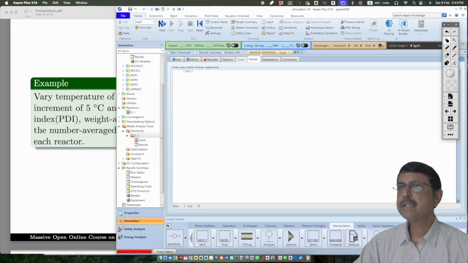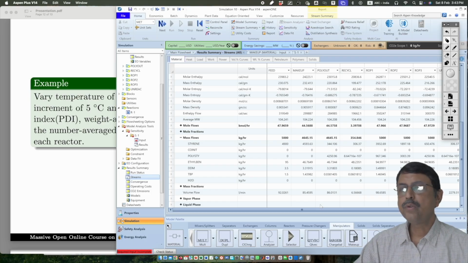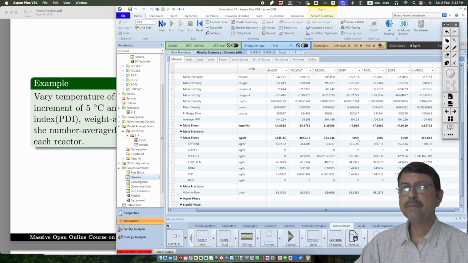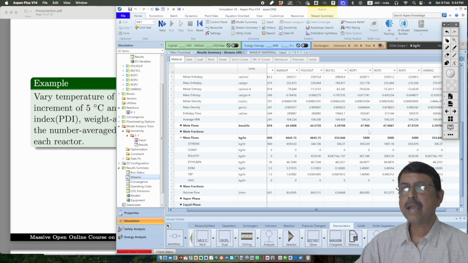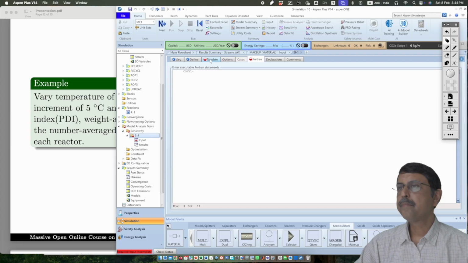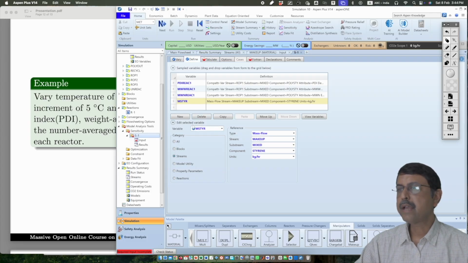Actually, this is not the conversion that we are looking for. We have to look for the conversion at this end, ROP1. Okay, what is the amount of styrene that is over there, unreacted styrene? So we had sent 4,900 kg of styrene, and in ROP1 we have 3,932 kg. So the rest of the thing has been converted to polystyrene. So our definition has to be slightly changed.